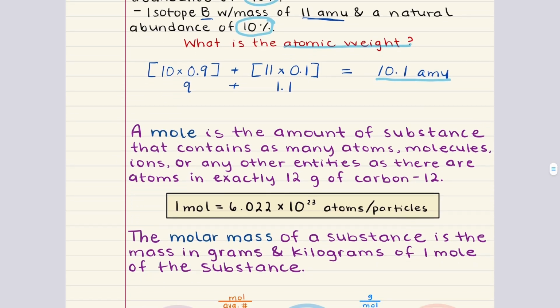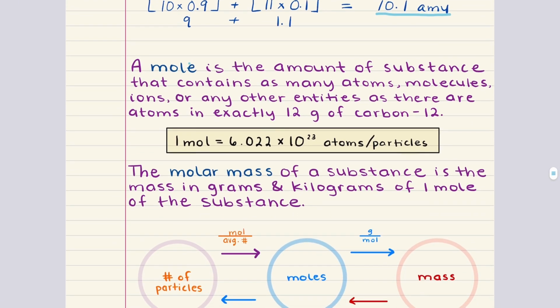Now that we've defined atomic mass and atomic weight, we can extend these ideas to one of the most important concepts in chemistry, the mole. A mole is the link between the microscopic world of atoms and molecules and the macroscopic world that we measure in the lab. So by definition, 1 mole is the amount of substance that contains as many entities, whether atoms, molecules, ions, or formula units, as there are atoms in exactly 12 grams of carbon-12. This number is known as Avogadro's number, and it is equal to 6.022 times 10 to the 23.